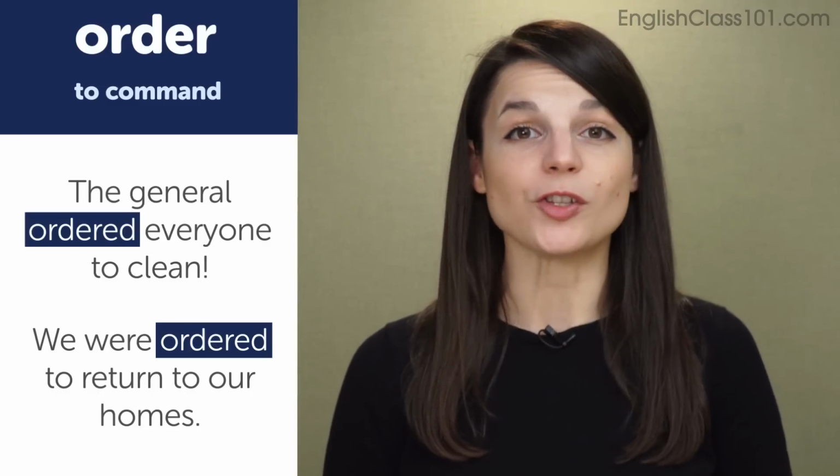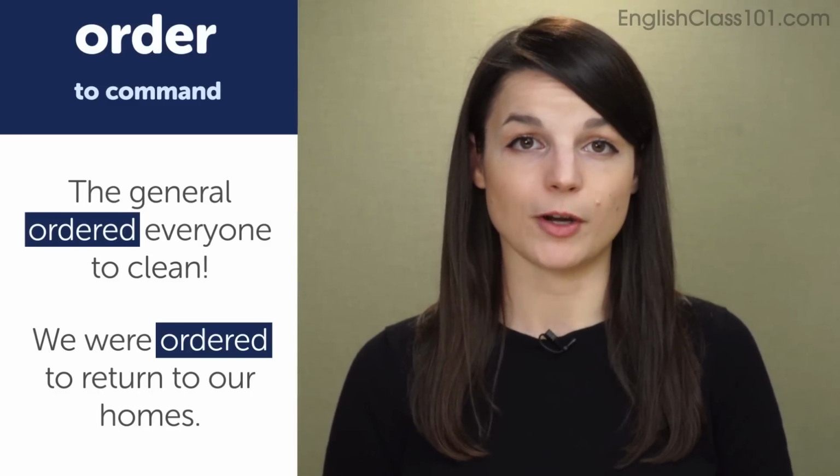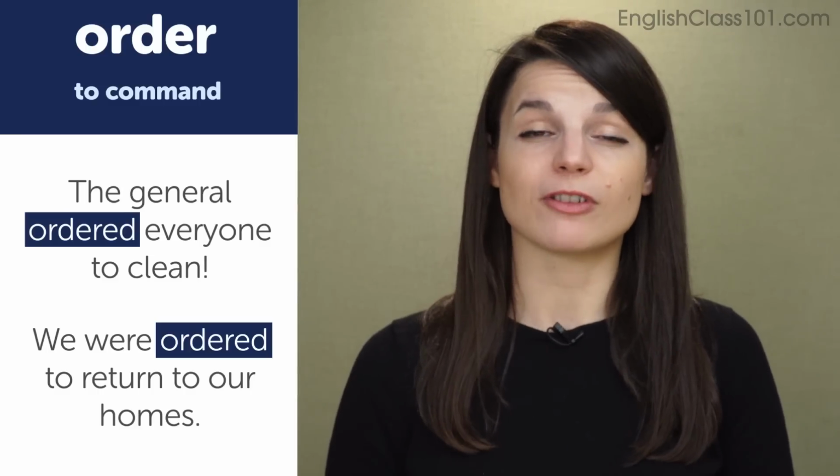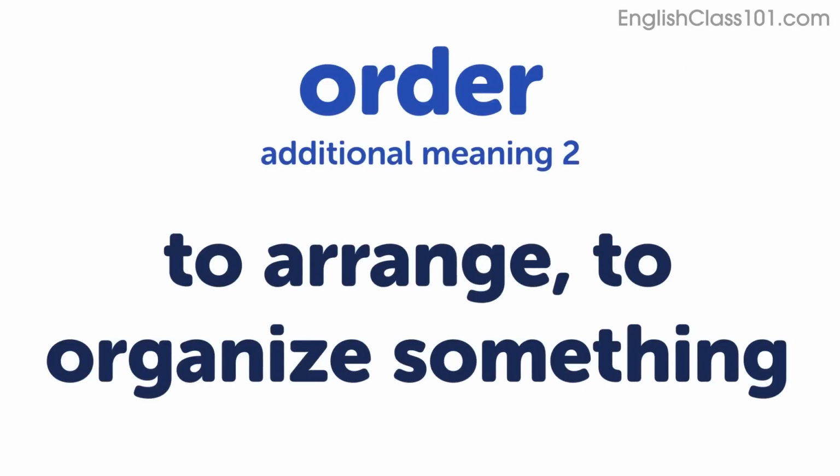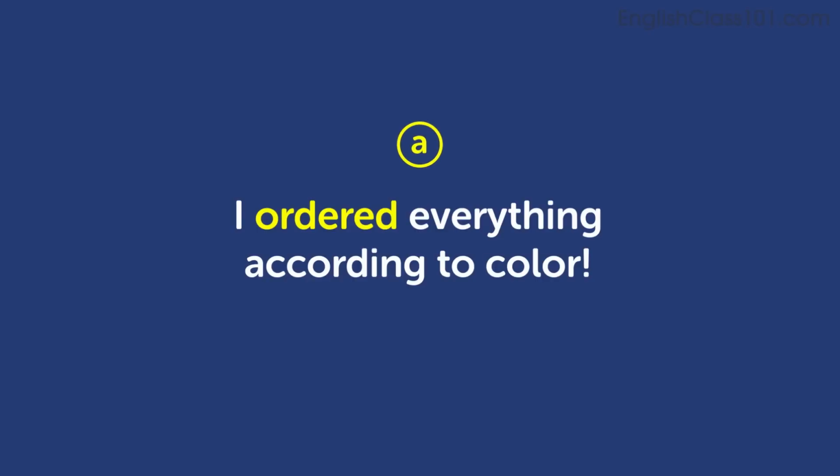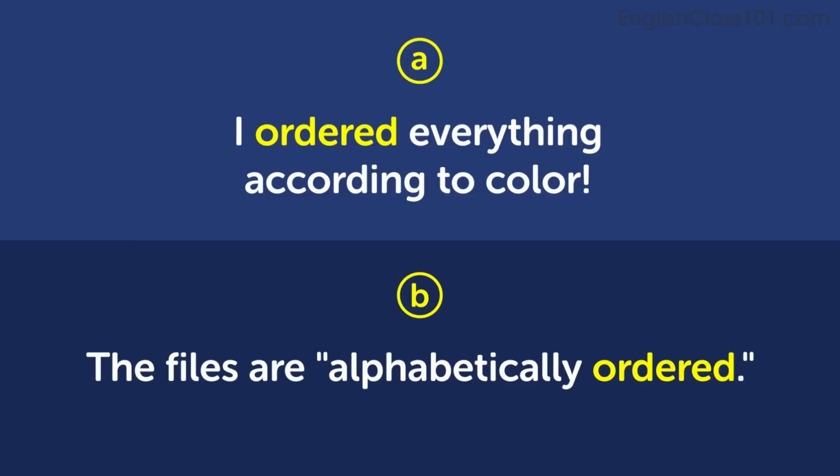Okay. Let's go on to the second additional meaning for this verb. The second additional meaning for this verb is to arrange or to organize something. Examples. I ordered everything according to color. The files are alphabetically ordered.